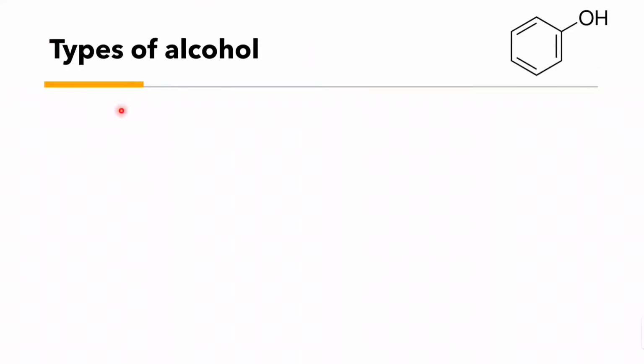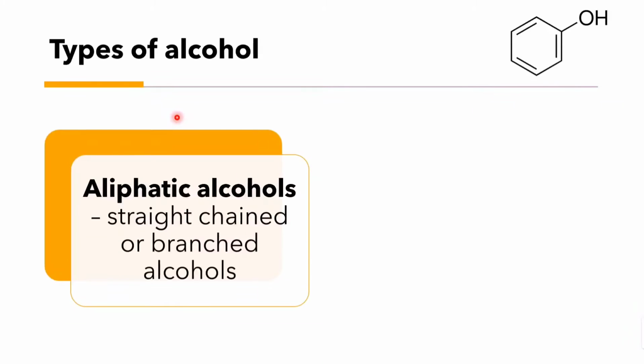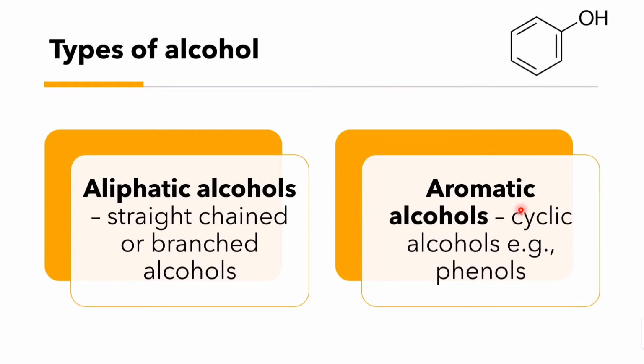So what are the two types of category of alcohol? So first is aliphatic, and these are straight chained or branched alcohols. And then there's aromatic alcohols, which are cyclic alcohols, for example, phenols. And you can see up here the structure of a phenol. We have our cyclic structure with our OH functional group.